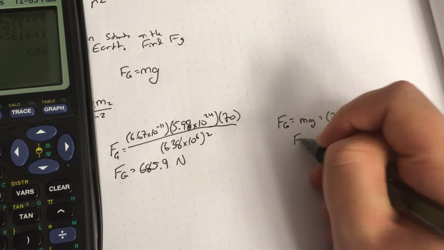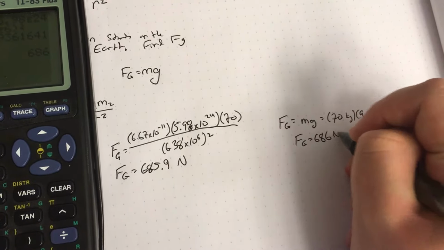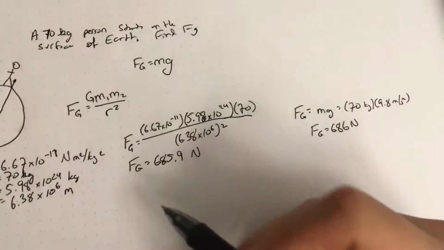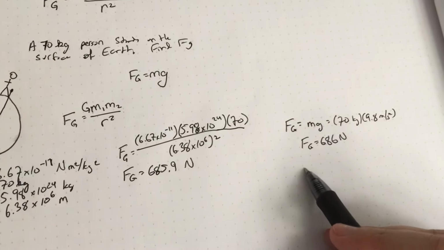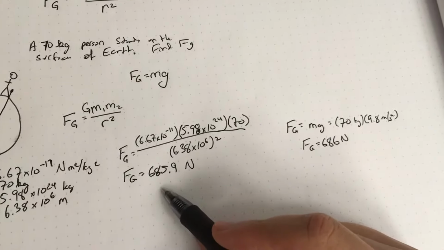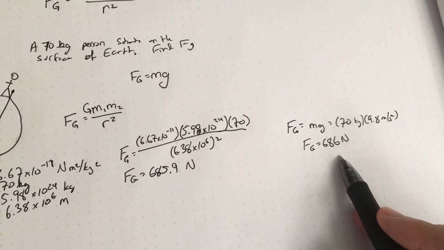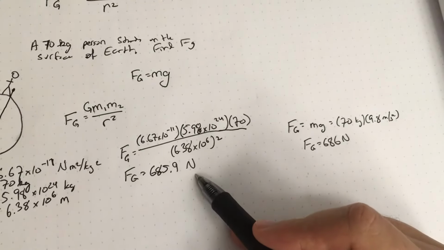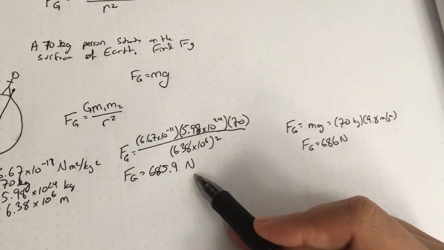0.686. So you see, other than a rounding difference, Newton's universal law of gravitation works. So when do you have to use Newton's universal law instead of this easy equation? Well, it's in the name.